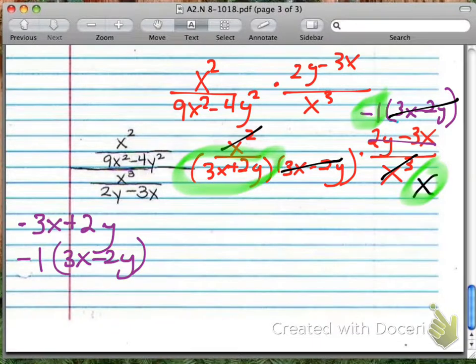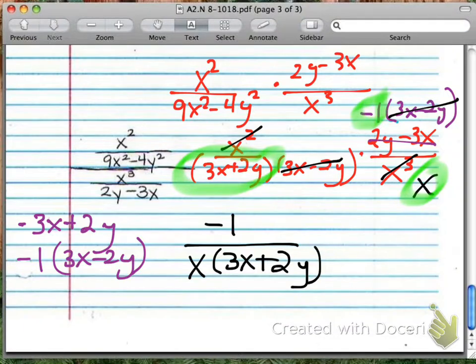So let's go ahead and write our answer out. What's on top? Negative 1 over x times 3x plus 2y, right? So is it not 3x squared? You could, but again, we're keeping it as simple as possible. If you multiplied it in there, it would be okay, I guess, technically, but we want to keep it as simple as possible, so we don't want to do that.